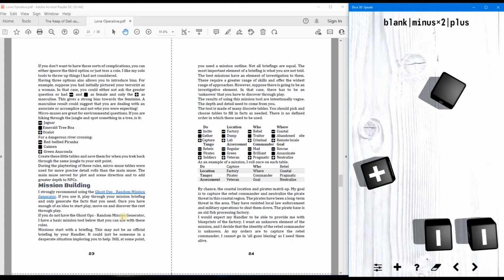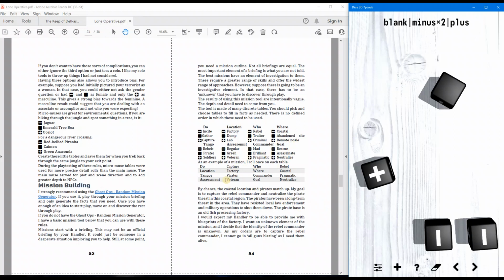Now there is a proper random mission generator for Ghost Ops. I do recommend you use it, but if you just want to use these rules, I built a mini generator here, and it is built from 8 micro muses, and then I just rolled on each of them, and I came up with this mission here. Now, "do" and "goal" may sound very similar, but missions often have a secondary objective, and that's how I used them in this case.